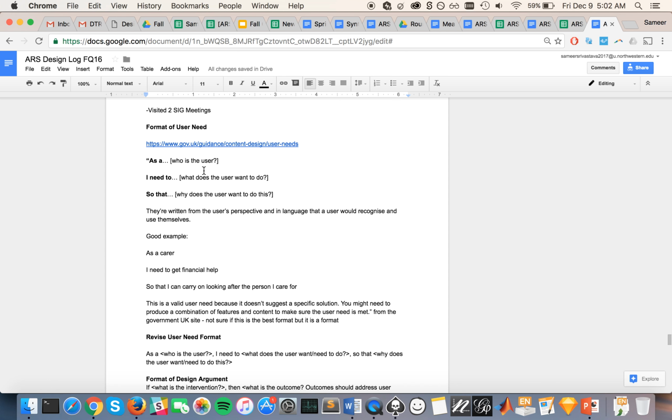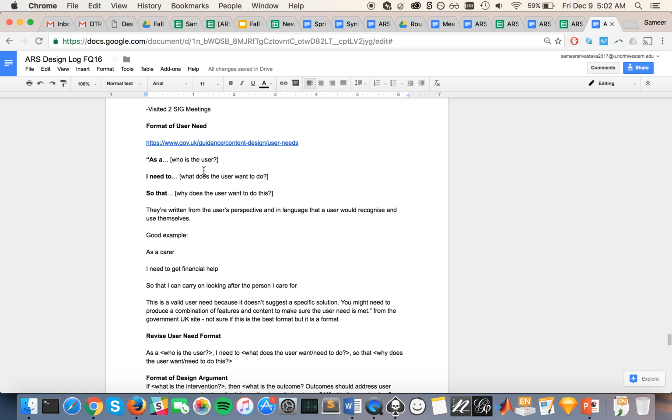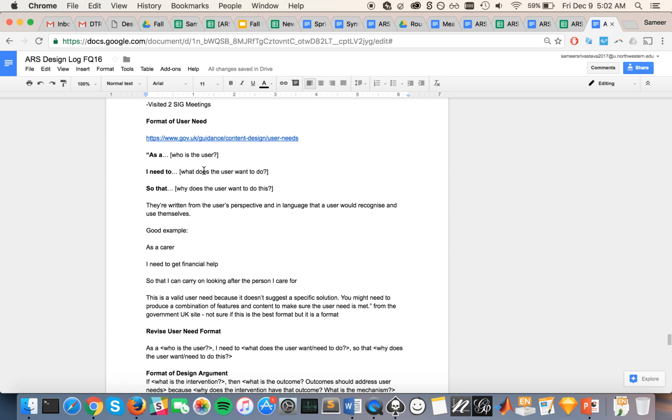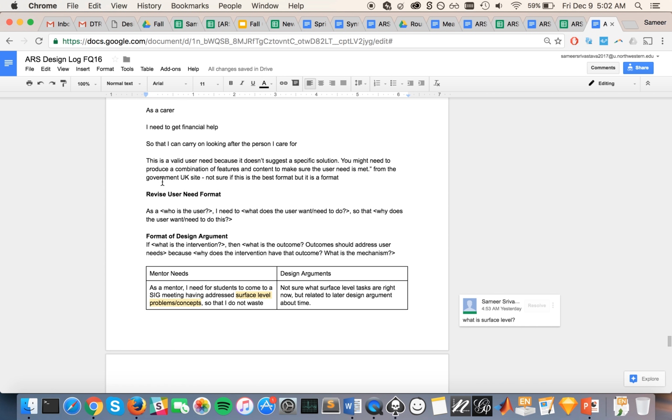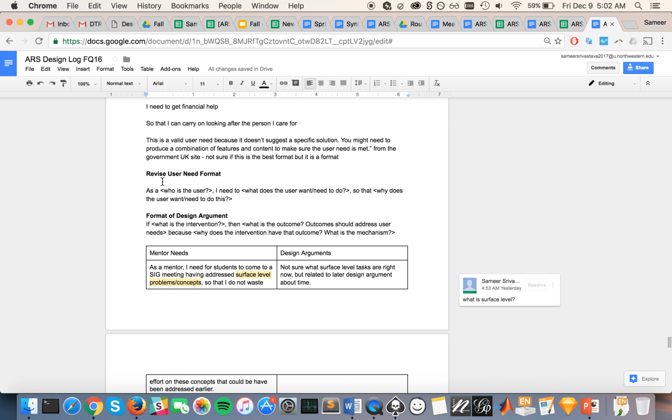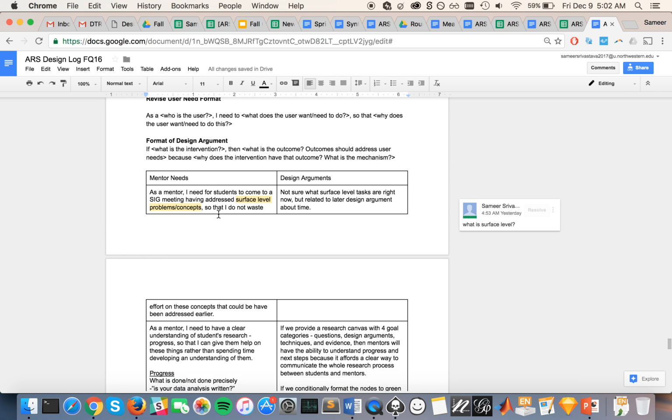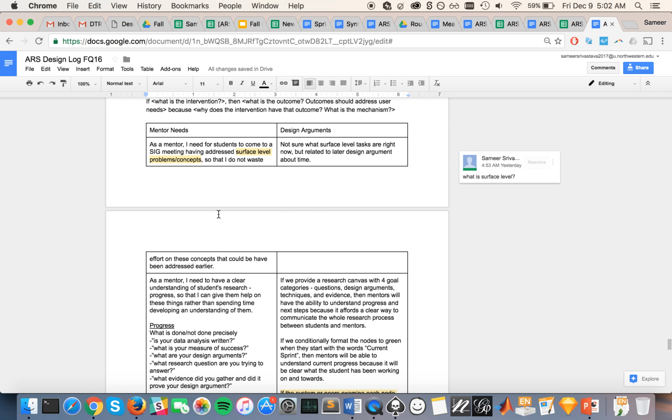So I really thought about this and wrote down a lot of things, including formatting my user needs. I was just like, how do you write a user need? Found this interesting article on gov.uk. Wrote it down. I thought it was really helpful. And then for design arguments, I had a format for that already, so I went through mentor needs and researcher needs.